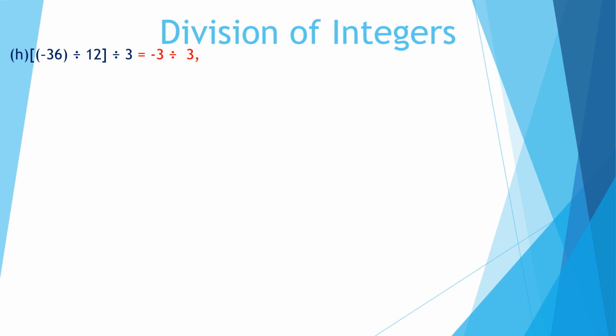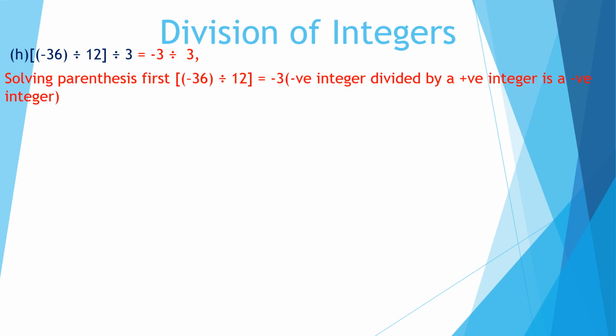Now 36 divided by (12 divided by 3). Now we'll first do the parentheses. 36 divided by 12 is equal to minus 3. The negative integer divided by a positive integer. So now again we have a negative integer divided by a positive integer. So the answer will be minus 1.